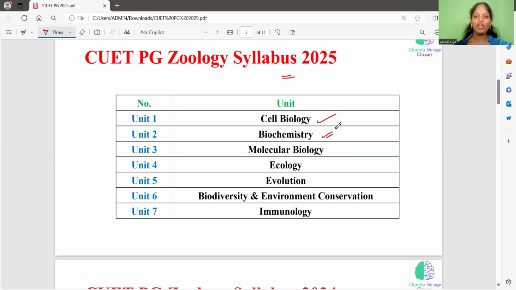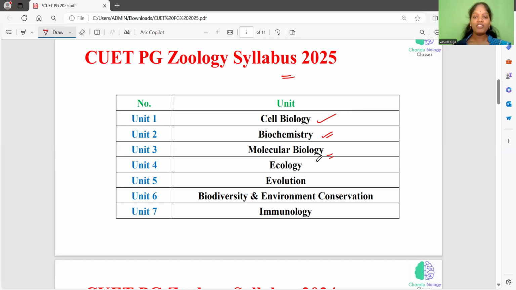And in molecular biology, we are going to read the central dogma, which is replication, transcription, and translation. More specifically, we are also going to read post-translational modification and post-transcriptional modification. So the entire thing will be completely covered in molecular biology, which is also an important unit.